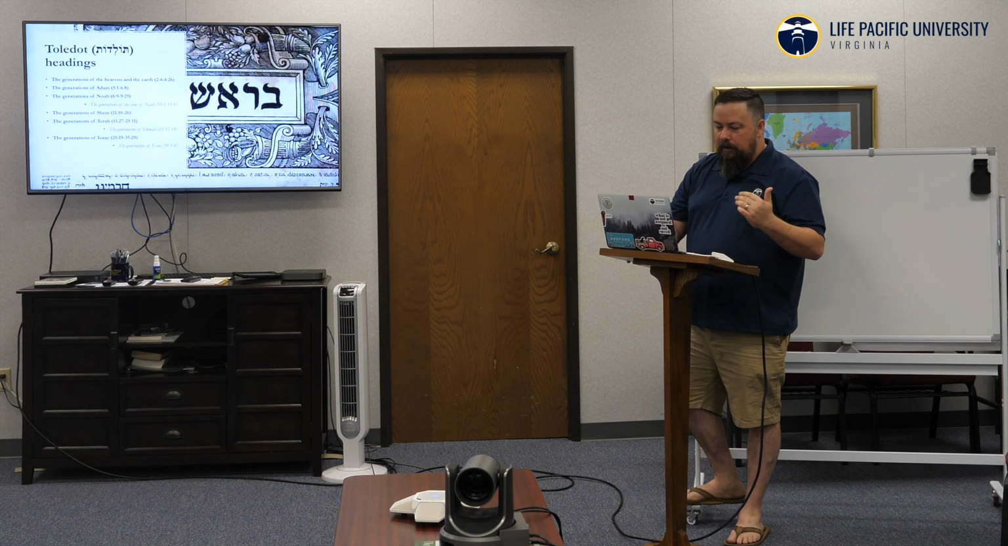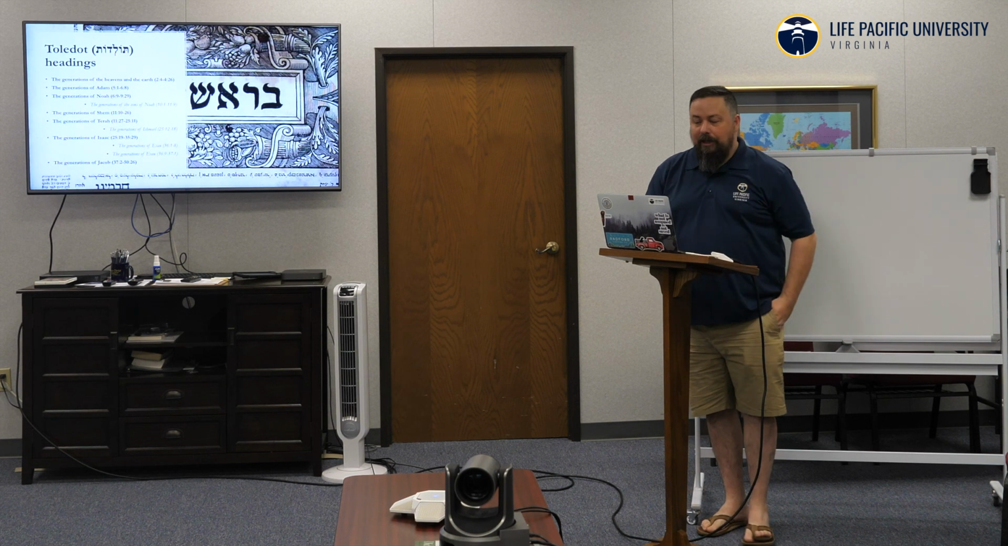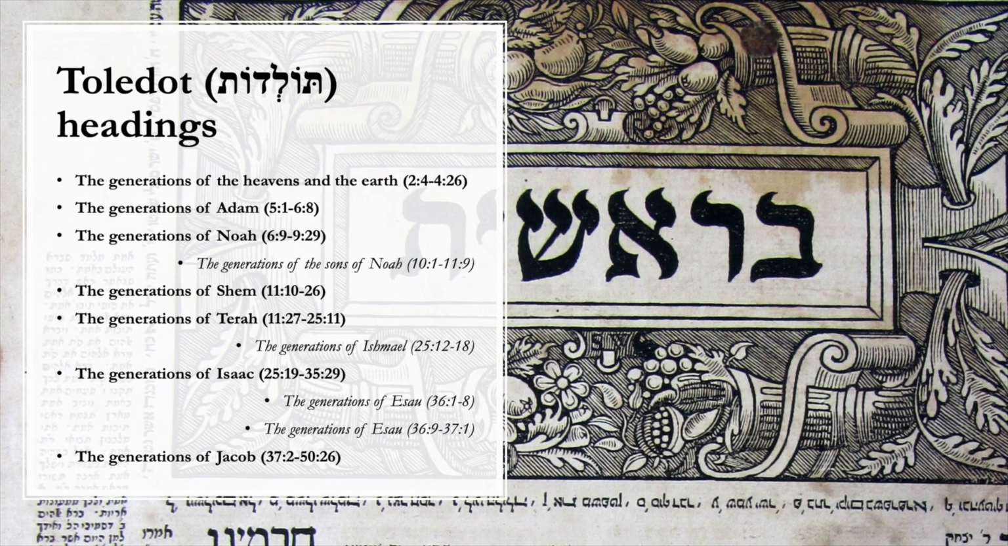These headings, there are 11 of them, and Toledot is the generation of. And so we have Elei Toledot, a phrase in Hebrew, these are the generations of. These are the generations of the heavens and the earth, generations of Adam, of Noah, of the sons of Noah, of Shem, of Terah, of Ishmael, of Isaac. And then we have twice in Genesis 36, the generations of Esau and the generations of Esau again. And then we have generations of Jacob.